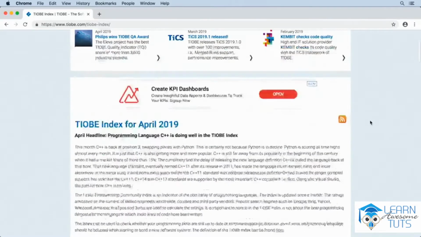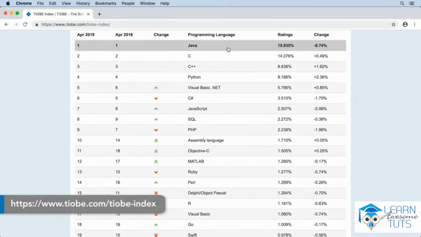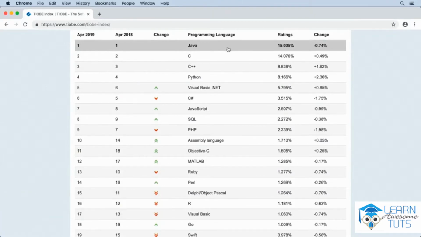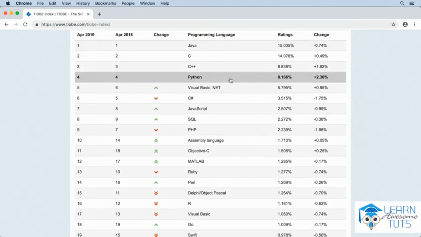There are hundreds of programming languages out there. Let's take a look at the most popular. At the time of this recording, Java is number 1, closely followed by C, C++, and our friend Python. And you might be surprised to know that they're all related.